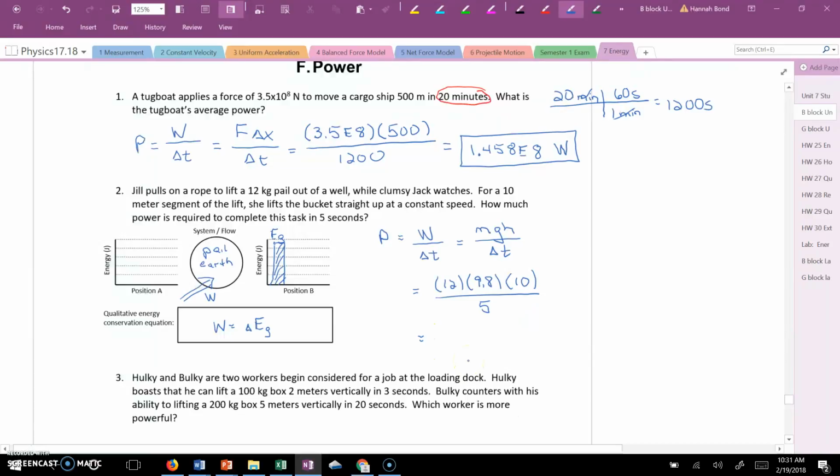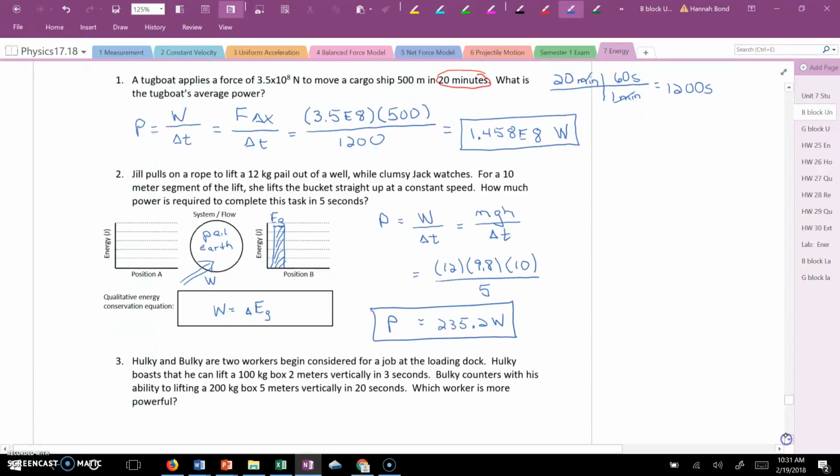So that's 235.2 watts is the power that Jill is demonstrating there.